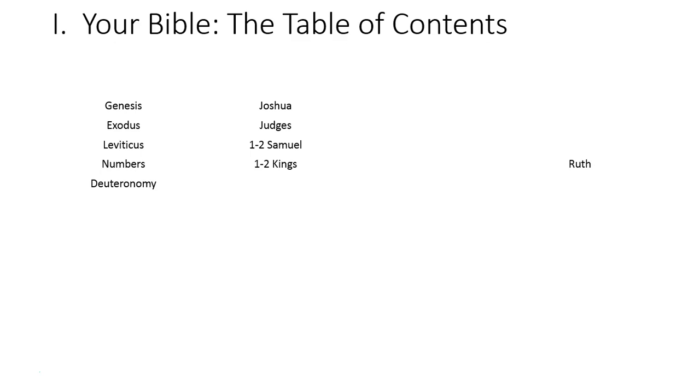Now after 1st and 2nd Kings, we're going to have 1st and 2nd Chronicles. We will put those over on the right-hand side of the screen. 1st and 2nd Chronicles, those 2 books are also historical in nature. They cover a lot of the same material that we're going to have in Samuel and Kings. And then after that, we're going to have Ezra, and then Nehemiah, and then finally Esther.